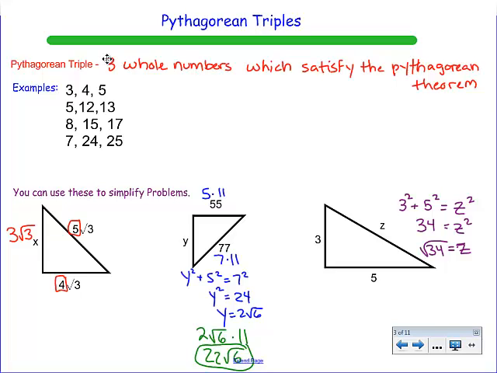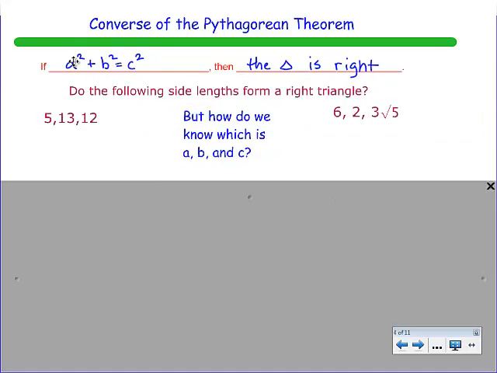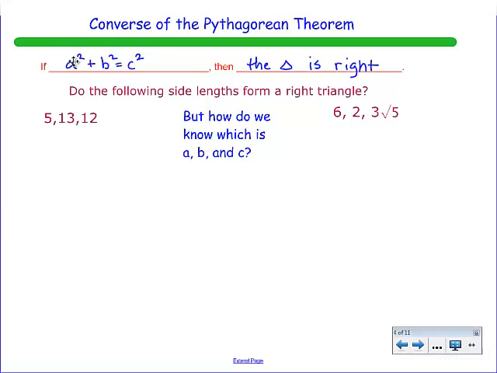Now, we know the Pythagorean theorem is true. Is its converse also true? Well, yes, it is. The converse would say if a squared plus b squared equals c squared, then the triangle is right. So that's nice and helpful for us because then we can determine if our triangles are actually right triangles. So we can do something like this. Determine if the triangles are right.